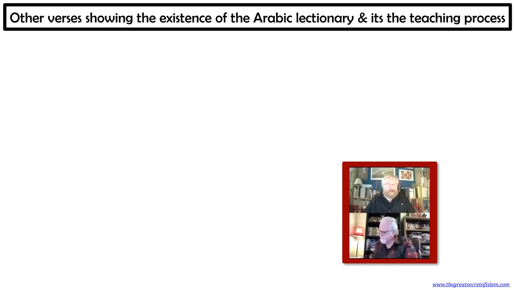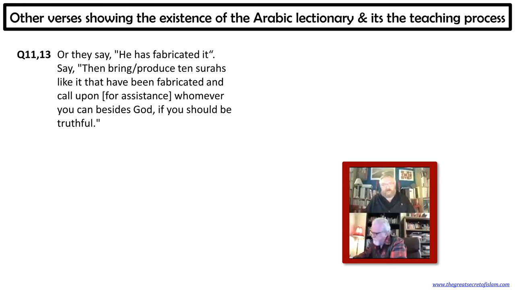Those are very well-known verses, but when you read them now, once you have understood what I just explained, it becomes very, very clear. In Surah 11, verse 13, they say, "He has fabricated it or forged it." Say, "Then produce 10 surahs like it that have been fabricated and call upon whomever you can beside God if you should be truthful." And now we understand what this means.